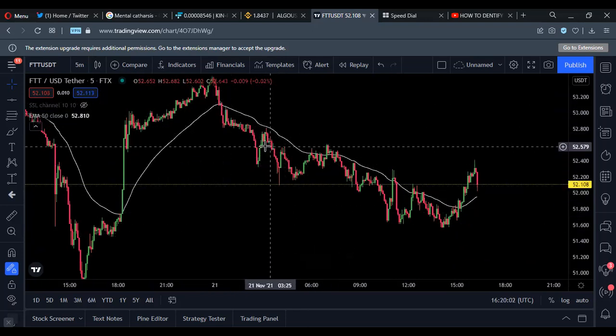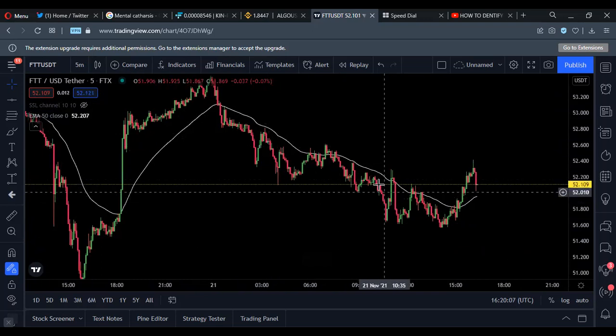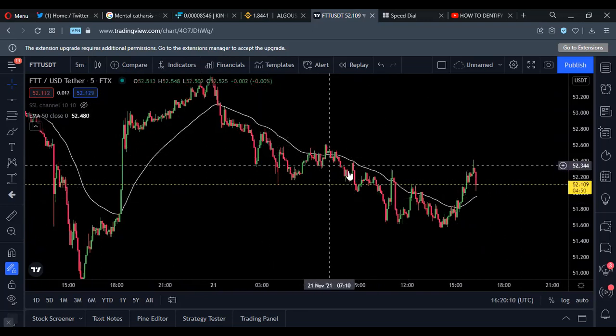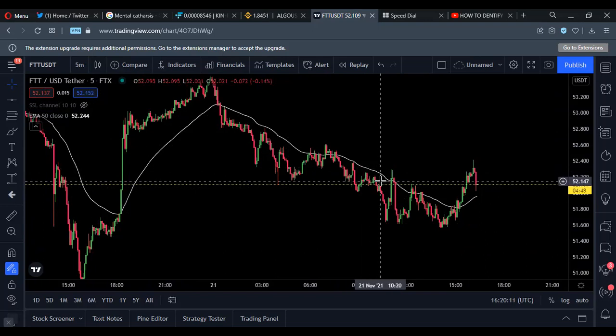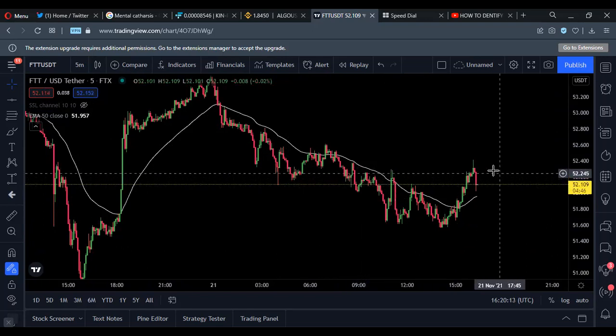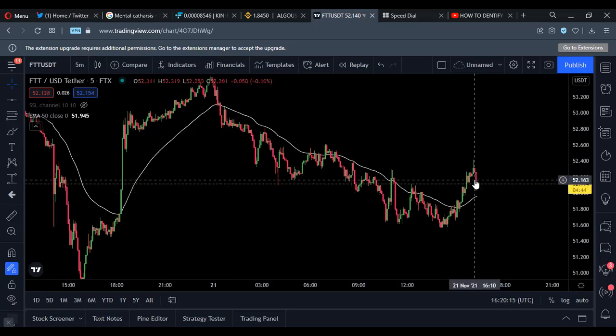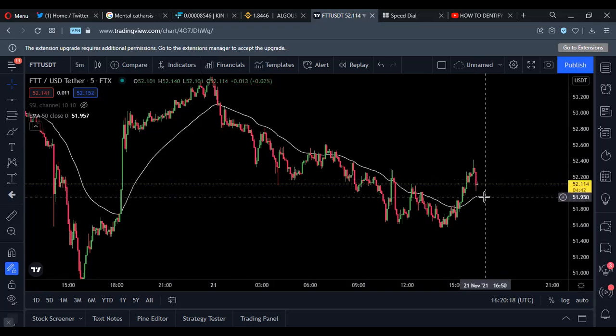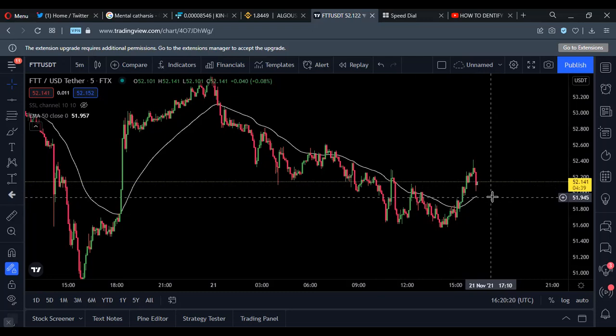It kind of touched it here. Yeah, it touched it here. I think it was a good time to enter as well. Anytime the price comes to touch the 50 MA, it will be a good time to enter the trade. For instance, you can see what is happening here. It's about to touch it, but it hasn't touched it yet. So that's why I said that as the market is now, you are not supposed to do anything. Just wait until your conditions are met.